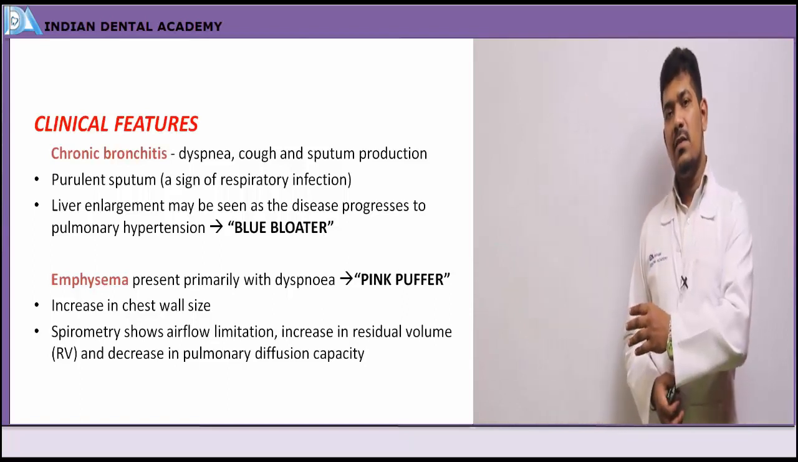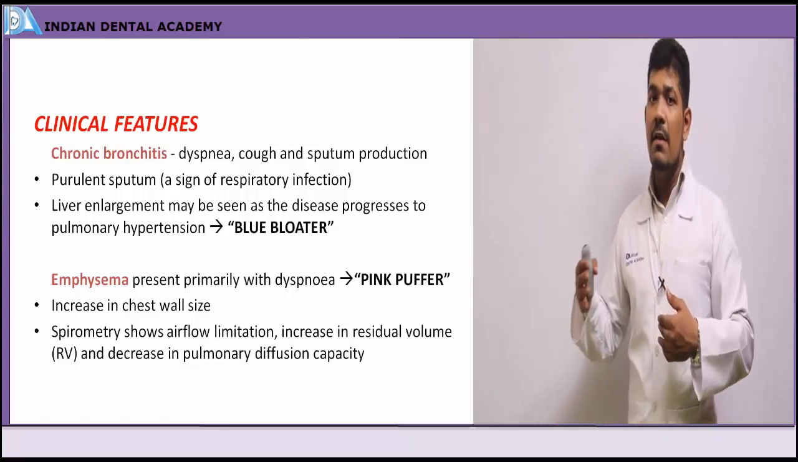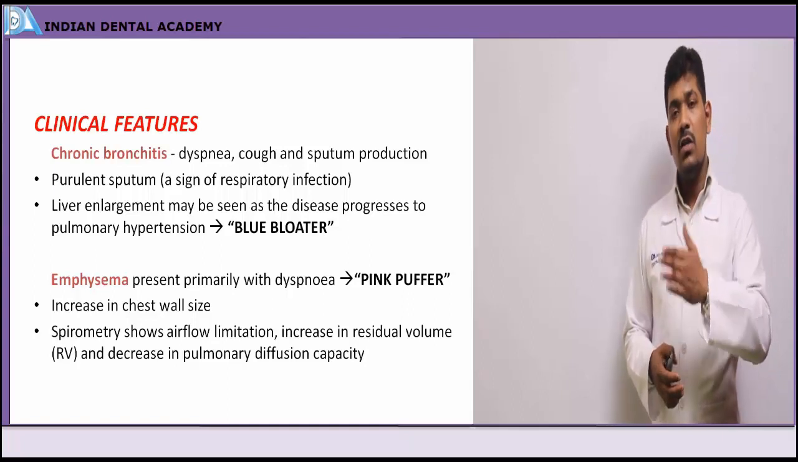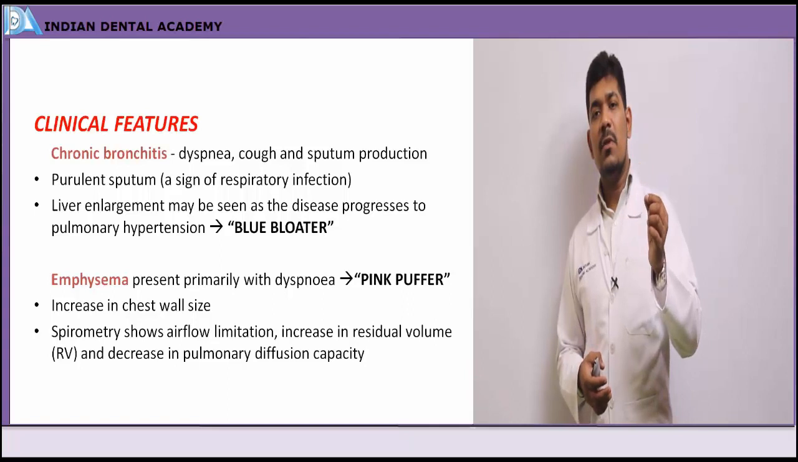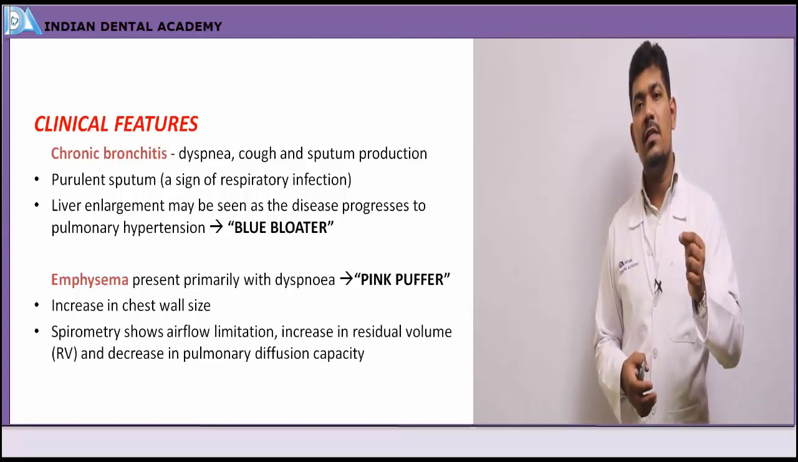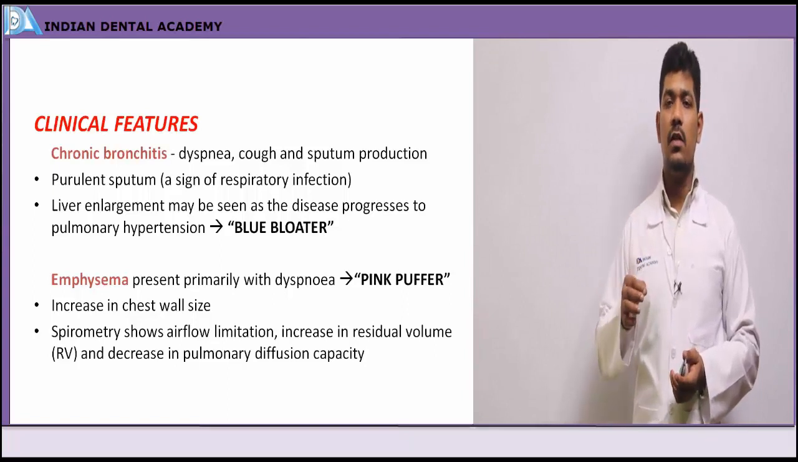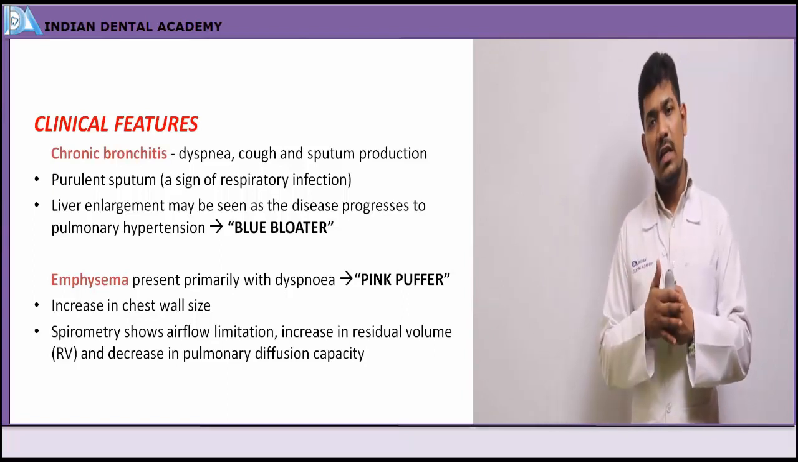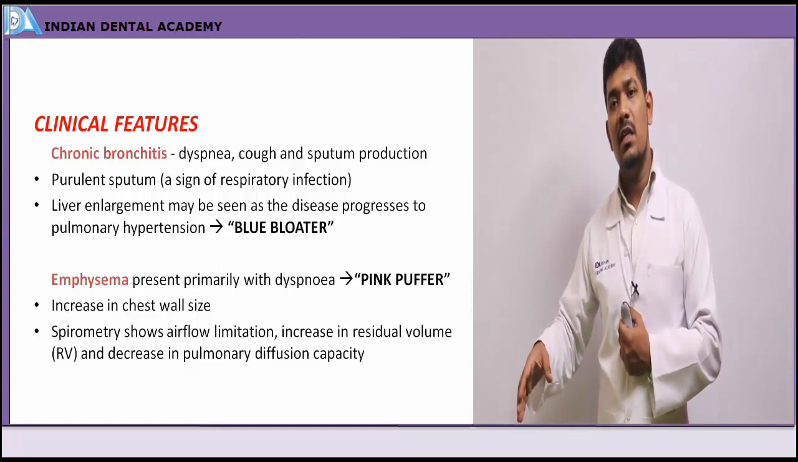In the later stages, when there is involvement of the liver also, when there is liver enlargement in these patients. Now, because of the hepatic portal system, there is something called pulmonary hypertension, which results in patients with chronic bronchitis. Because of hepatic portal circulation, there is an increase in the pulmonary hypertension, and because of the increase in the pulmonary pressure, there is cyanosis which is seen in these patients.